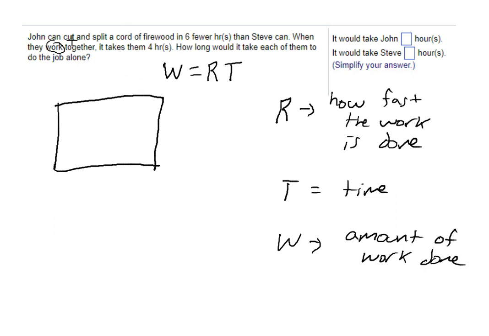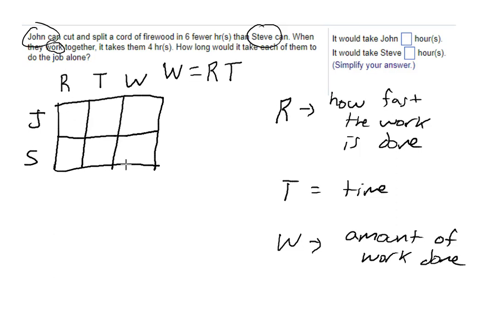And this formula applies to both John and Steve. So that's why we need a table, because we have one formula that applies to two different people. So we'll make a table, we'll make a row for each thing the formula applies to. So it applies to John, it applies to Steve. So we'll label it that way. And we'll make a column for each variable in the formula. So we have R, we have T, we have W. And so we need to fill in this table.